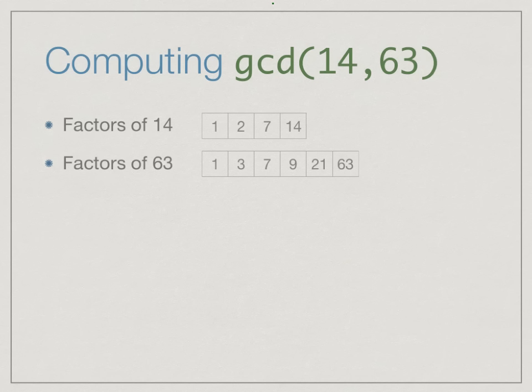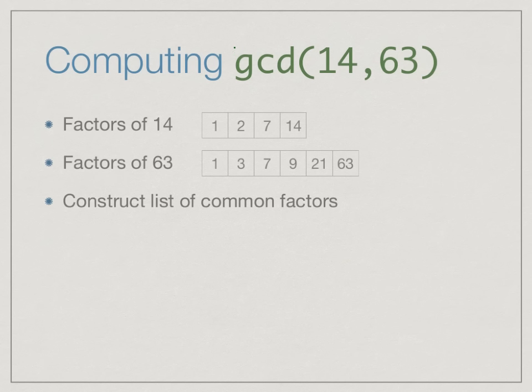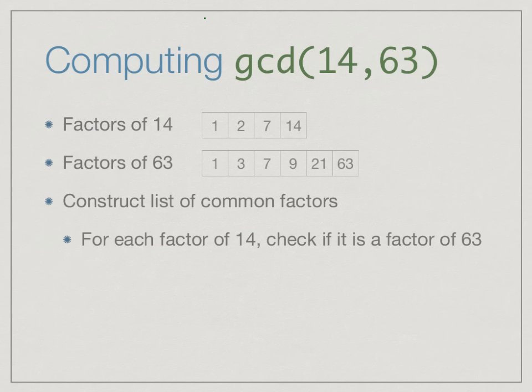Having computed the factors of the two numbers 14 and 63, the next step in our algorithm says that we must find the largest factor that appears in both lists. So how do we do this? How do we construct a list of common factors? Now there are more clever ways to do this, but here is a very simple way. We just go through one of the lists, say the list of factors of 14, and for each item in the list, we check if it is a factor of 63.